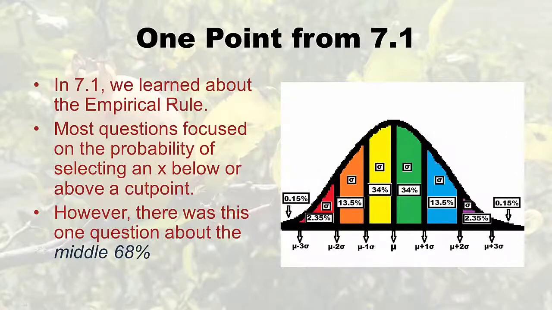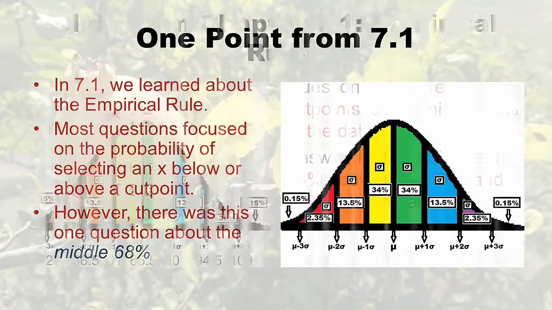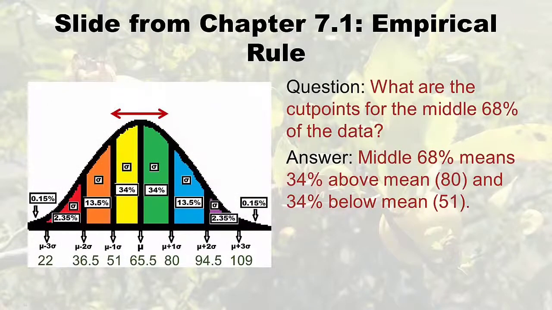Okay, next, remember 7.1, right? Remember the empirical rule? And remember how I asked you all these questions about the probability of selecting an X above or below a cut point, or the percentage of data between a certain group. There was one question, though, I want you to think about, and that was this question about the middle 68%. The question was, what are the cut points for the middle 68% of the data? And that literally meant that it had to be 34% on one side of mu and 34% on the other side of mu. And when I said, what are the X's that mark that on this particular distribution? It was 51 was the lower limit and 80 was the upper limit.